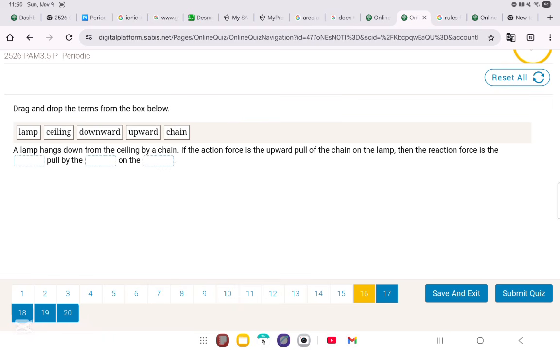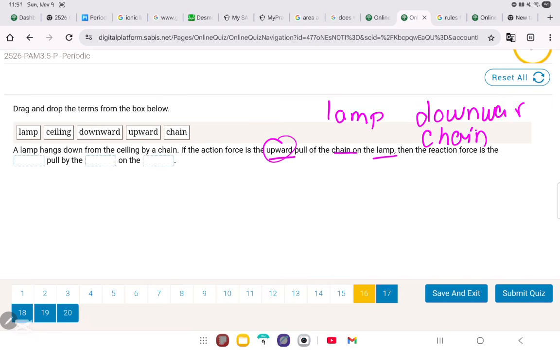I move on to question, oops, the paper fell. I move on to question number 16. A lamp hangs down from the ceiling by a chain. So what happens? The action force is the upward pull of the chain on the lamp. So what's the reaction force? The lamp will have a downward pull on the chain. So the reaction force is the downward pull by the lamp on the chain.